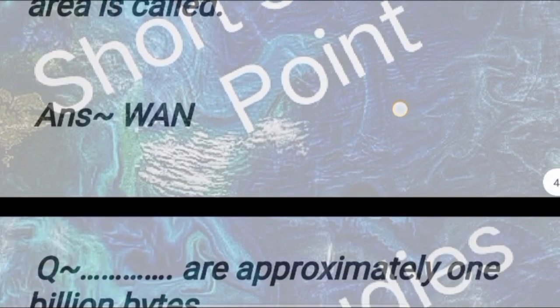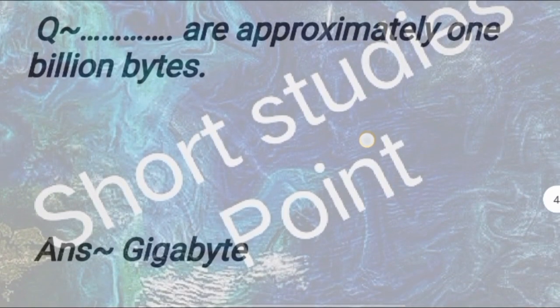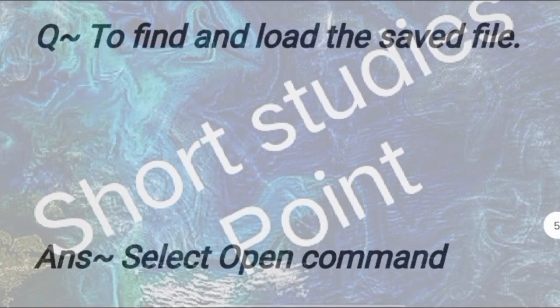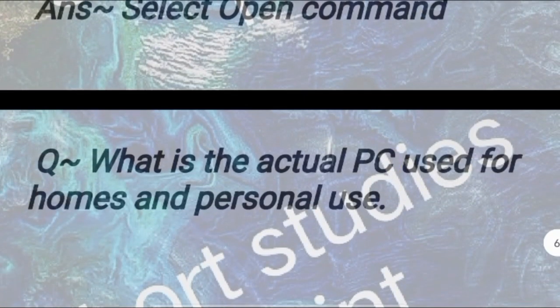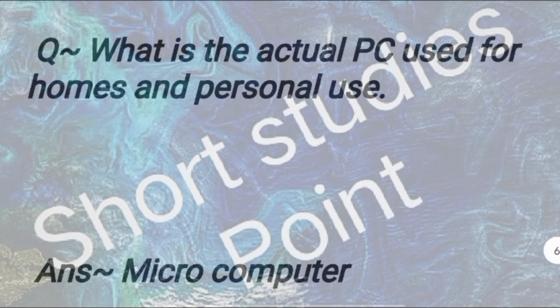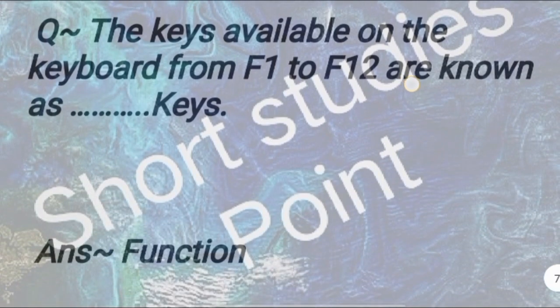Next question: the communication network which is used by large organizations in the regional, national and global area is called dash. Answer: WAN. Next question: dash are approximately 1 billion bytes. Answer: gigabyte. Next question: to find and load the saved file. Answer: select open command. Next question: what is the actual PC used for home and personal uses? Answer: microcomputer.